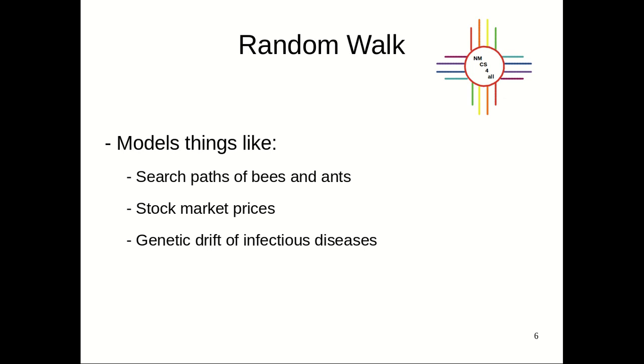Next, we'll talk about a type of behavior frequently used in modeling, the random walk. It can model a wide variety of things, such as the search paths of bees and ants, changes in stock market prices, and the genetic drift of infectious diseases.